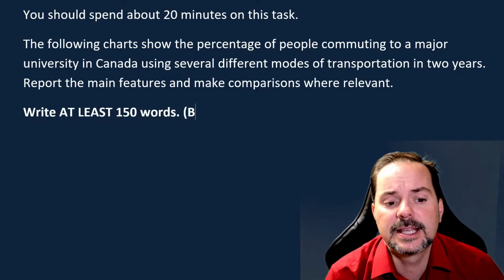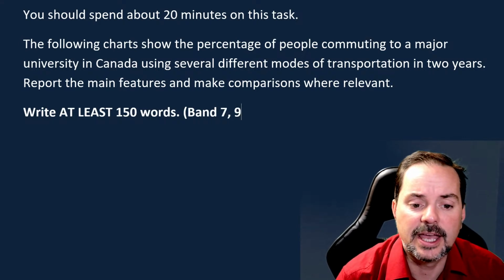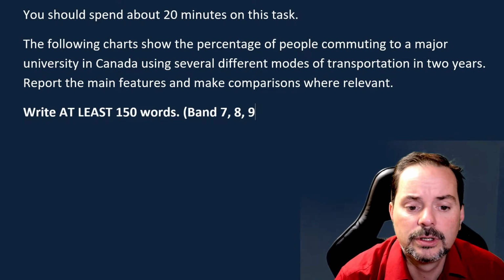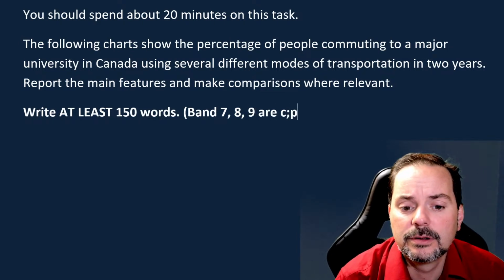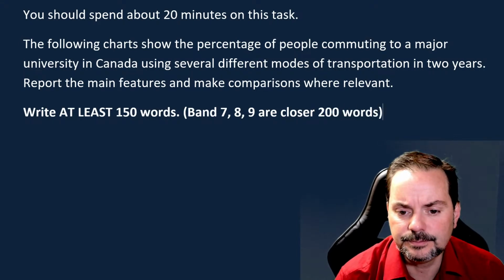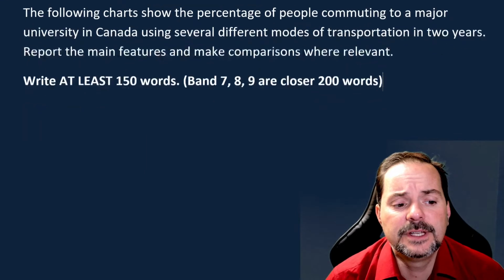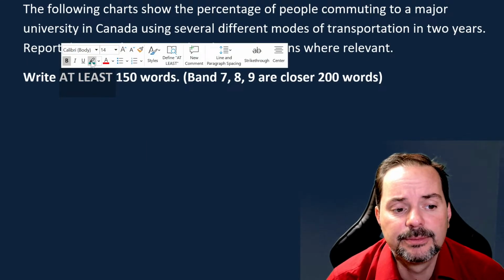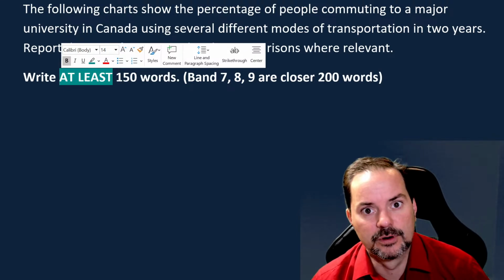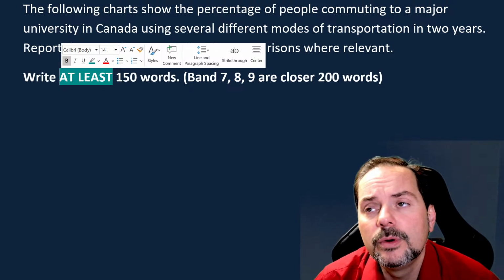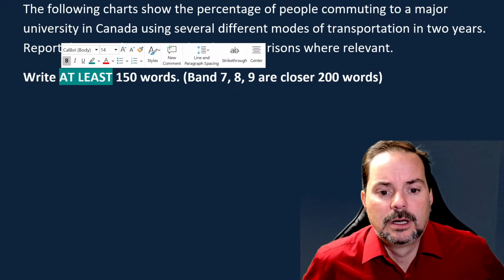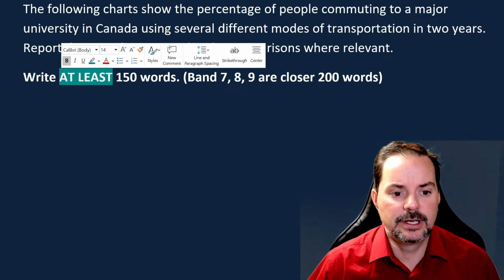Keep in mind, students, that band 7, 8, 9 essays are closer to 200 words. Okay, so 150 is the minimum. The at least here means minimum. Some candidates think that that's the number that they should go for, is like exactly 150. No, you need to go for a little bit more if you can, okay? 20 minutes should be enough for that.